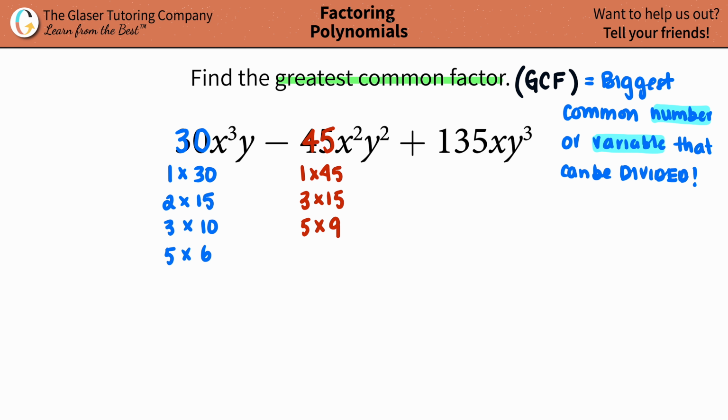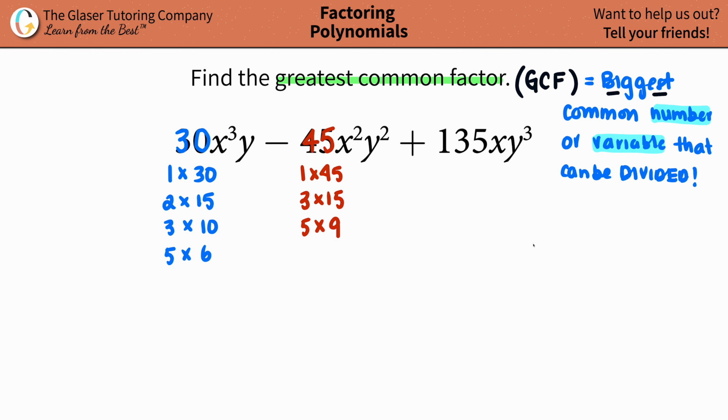So now we're cutting it down a little bit, right? We definitely see that, obviously it can't be 1 because there are higher numbers that they have in common. For example, they both have 3 in common, they both have 5 in common, and they both have 15. Right now, the 15 is winning because remember, the GCF has to be the biggest common number between them.